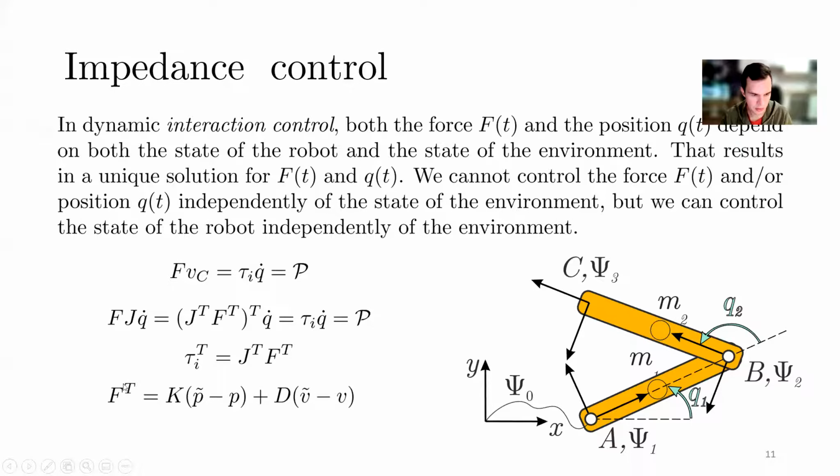For impedance, you can use this kind of equation, where P desired is the desired position, P is the actual position, V desired is the desired velocity of the end effector, V is the actual velocity of the end effector. K and D are the coefficients, proportional and derivative. You can think about it like you have a virtual spring, which is connected to the end effector and to the desired point. Where do you want to be?